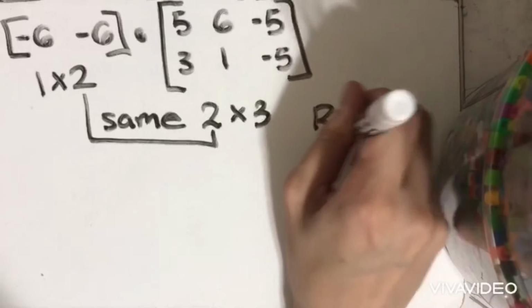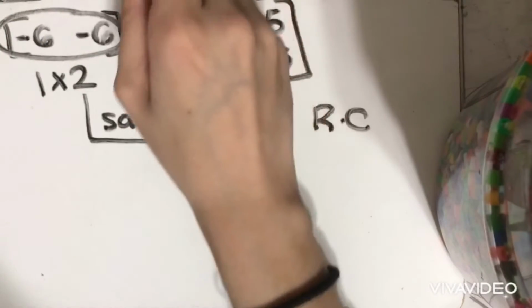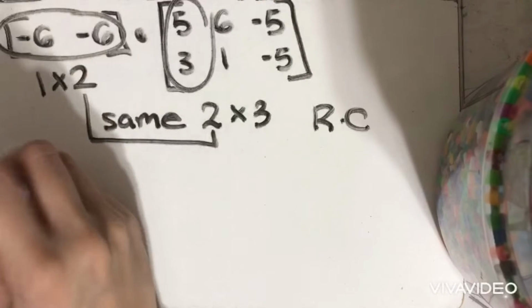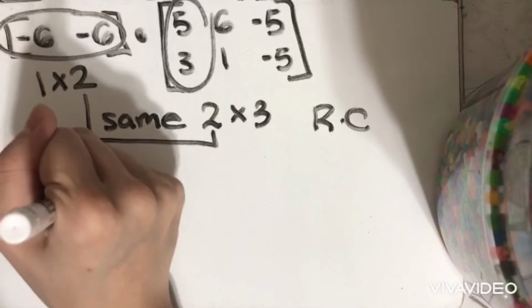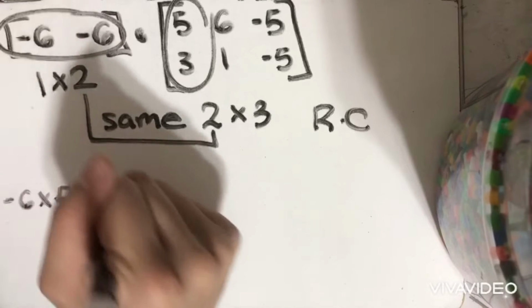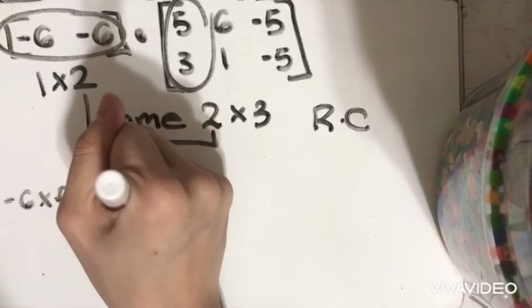And then you're going to write row times column. That's your row, and that's your column. You're going to look at the beginning number for row times column. So what we have is -6 times 5 plus -6 times 3.